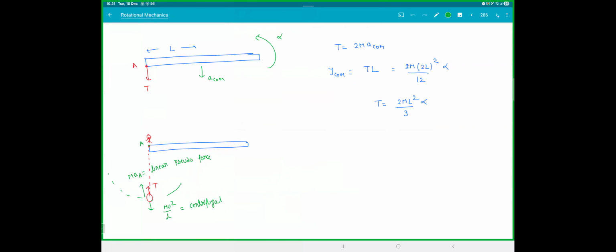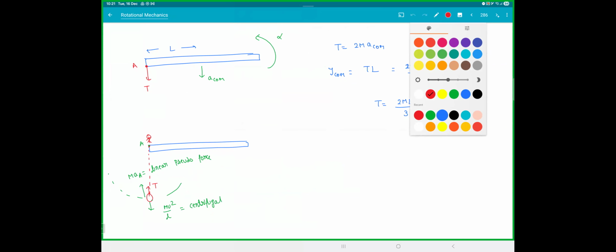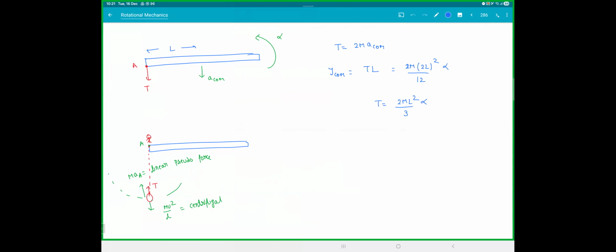Linear pseudo force. But what is the acceleration of A? If you look at the acceleration of A, it has two accelerations now. You're going down with A center of mass and you're going with alpha also. So this point is going with acceleration of A, which will be A center of mass plus L alpha.